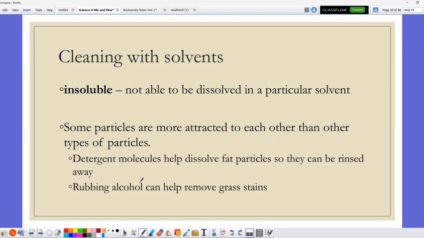We can use rubbing alcohol to remove grass stains. The grass stain will be more attracted to the alcohol, and then of course you can clean it. So that's a good tip if you have grass stains. Rub rubbing alcohol on, and it will help remove the grass stains.